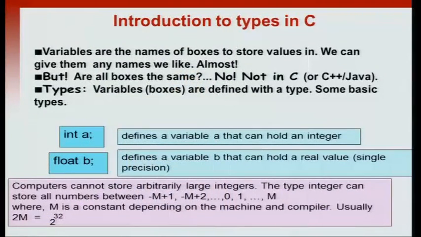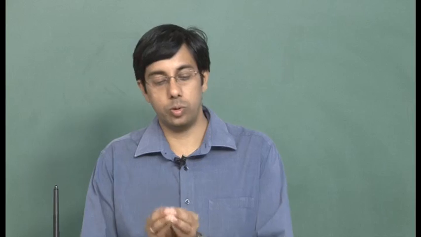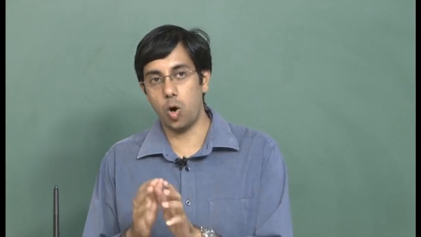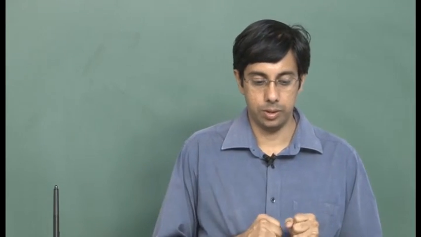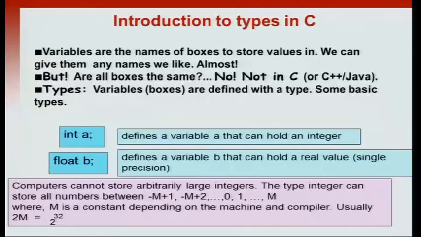So let us briefly introduce what types are in C. Variables are the names of the boxes in which to store the values. But these boxes are special. Certain boxes can hold only certain kinds of values. So all boxes are not the same. There are different kinds of boxes. Now types are basically saying that a particular box can hold a particular kind of data.